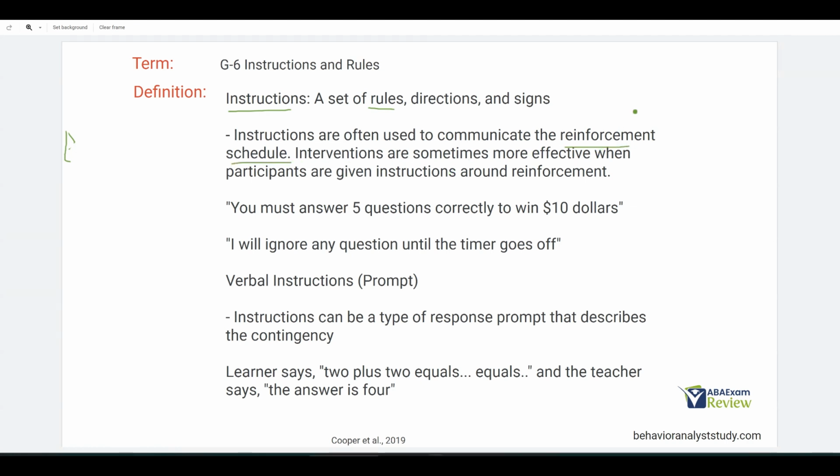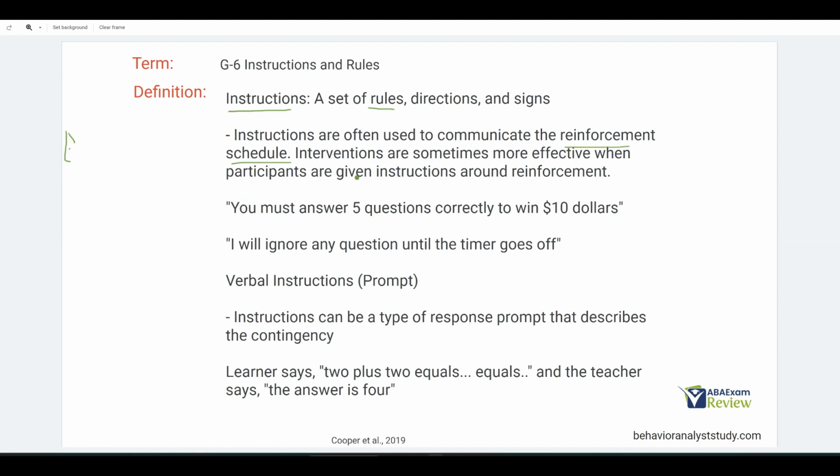There's sometimes this idea that we should keep reinforcement schedules hidden or contingencies hidden, and it's just not the case. In reality, if we communicate to the participant or the learner exactly what we need them to do, oftentimes it's much more effective. Think about if you have a learner who doesn't like to work. If you tell them you just need to complete 3 problems and you're done, that's a lot better than letting them sit there and work on problems and then telling them they're done without expectations.